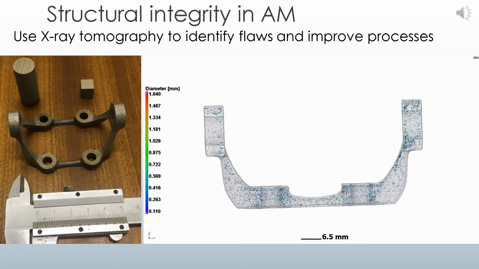This example shows the result of a CT scan of the bracket seen on the left, showing a distribution of many pores called lack of fusion pores across this part.